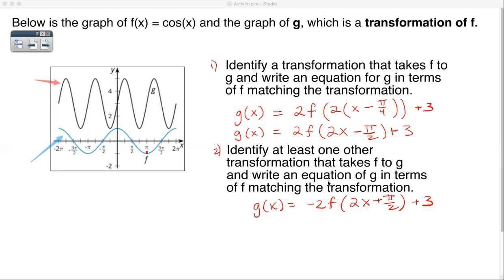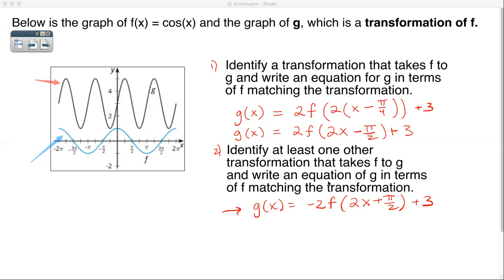Well, if I look at f and I compare it with g, I notice that, based on this second equation right here, the graph of f is being translated left pi over 2. In that first one, we were looking at a translation to the right pi over 4. Here we notice that it's translating left pi over 2. It's being stretched horizontally by a factor of 1/2, so that's staying the same. It's being stretched vertically by a factor of 2. That's also staying the same. It's being translated up by 3. That's also staying the same.